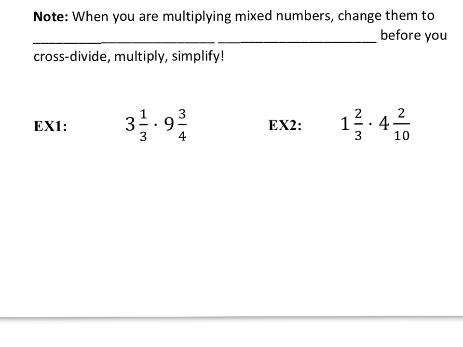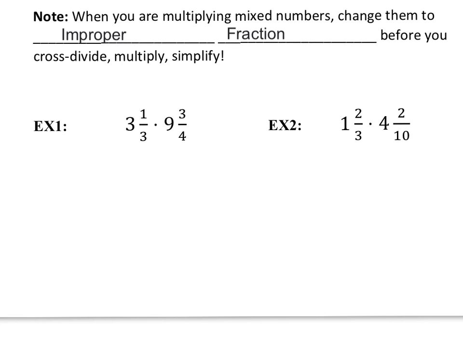Now in this next section, we want to remember when you are multiplying mixed numbers, you are to change them to improper fractions. When we change something into an improper fraction, you have to multiply the whole number to the denominator, and then as that result, you add it to the numerator.